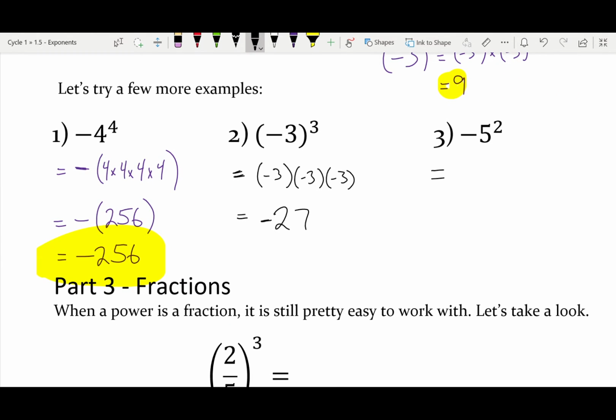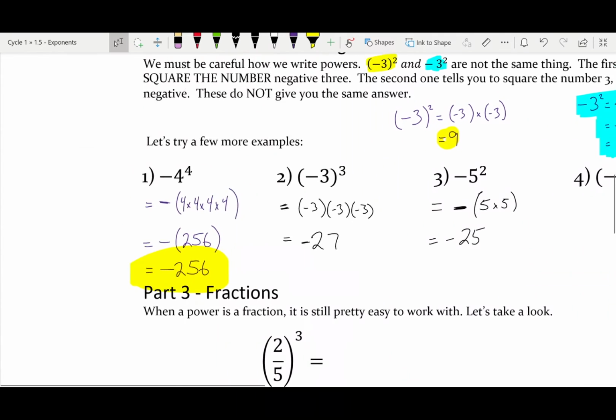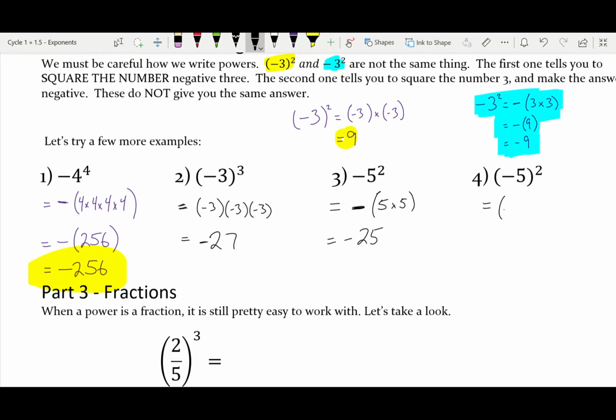Let's try this one here. Is this number going to be negative or positive? It's not in the brackets though, right? If it was like this, it would be positive. Because it would be like negative 5 times negative 5. But it's not in brackets. So what it's doing is putting the negative out front basically and going 5 times 5, which is negative 25. Whereas this one here is negative 5 times negative 5. And when you have two negatives multiplying each other, it's positive.